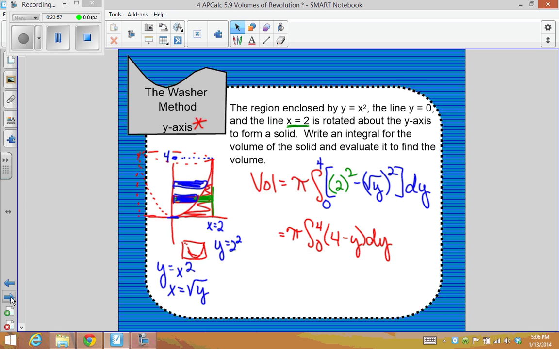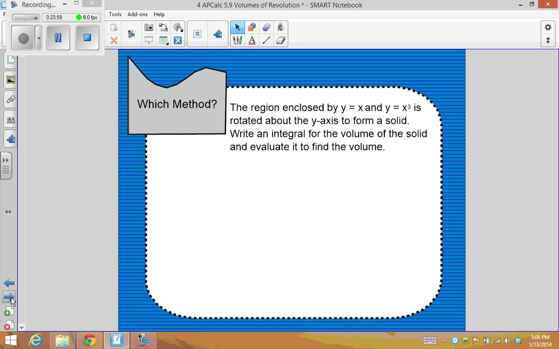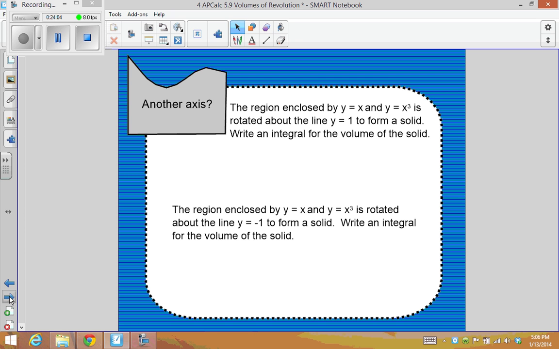Tomorrow in class, be ready. We'll try to figure out which method we want to use on this one, and then look at things rotated around some axis other than x or y. It makes for a challenge.